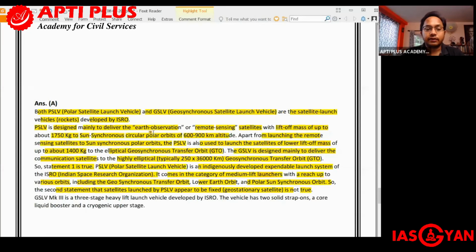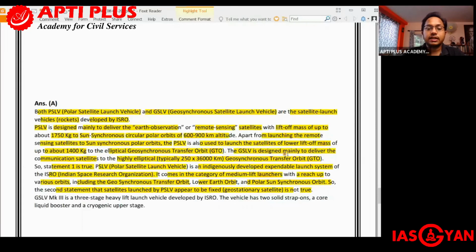PSLV is designed mainly to deliver the Earth observation or remote sensing satellites, which have a liftoff mass of about 1750 kg. And where will it send them? They will be sent to sun synchronous circular orbits, which have an altitude of around 600 to 900 kilometers. Apart from launching remote sensing satellites to sun synchronous polar orbits, the PSLV is also used to launch satellites of lower liftoff mass, up to about 1400 kg, to the elliptical geosynchronous transfer orbit. So PSLVs can also lift satellites up to the geosynchronous transfer orbit or GTO.